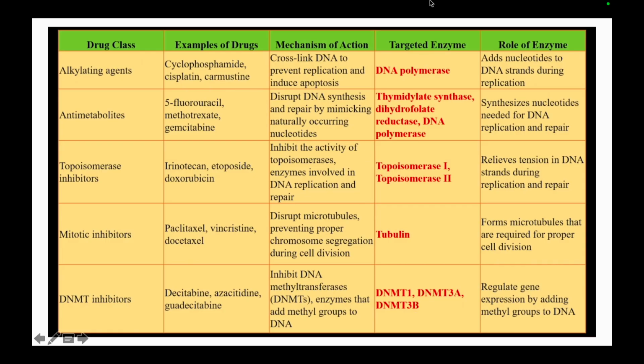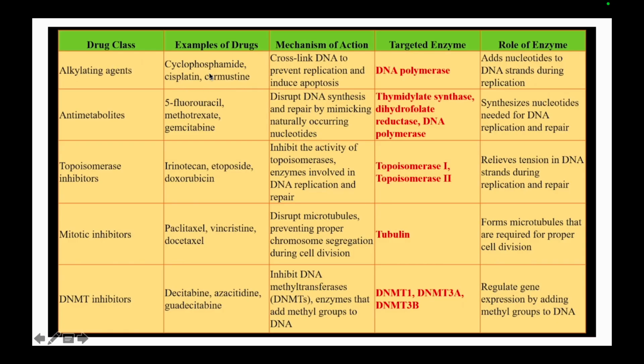So these are the different enzymes that we can target in order to control the cancer. Here comes the application part: which enzymes can be used to target the cancer? As we know, there are different enzymes involved in cancer. So we have alkylating agents. These are drug classes. Alkylating agents are those drugs which will alkylate the DNA.